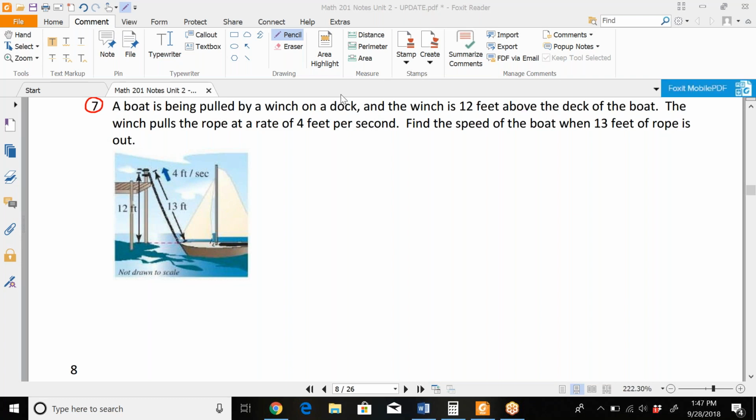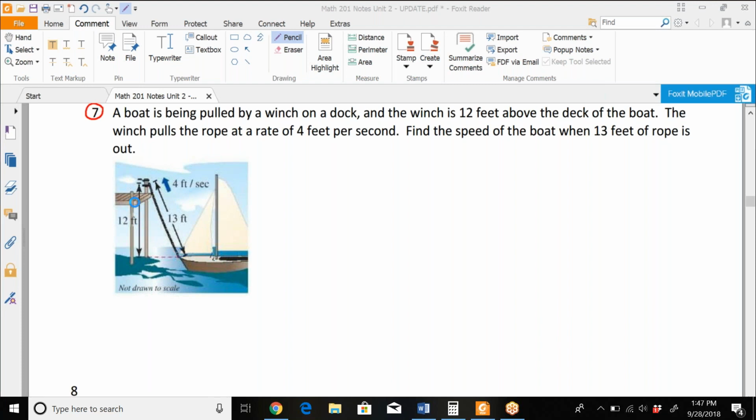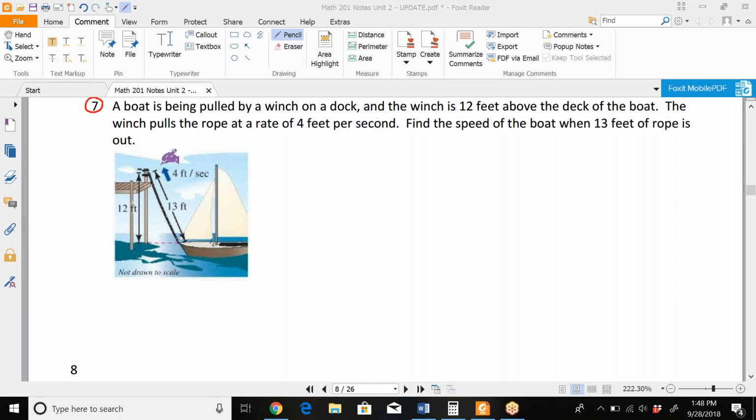It says a boat is being pulled by a winch on a dock. So notice this is pulling the boat up towards the dock. The dock is going to be a steady 12 feet, so that is an unchanging piece. But this is going to get pulled closer, and the boat is also going to be getting pulled closer. So the winch is 12 feet above the deck of the boat. The winch pulls the rope at a rate of 4 feet per second. So we do know our change in speed of how short this is getting. Find the speed of the boat when 13 feet of rope is out.